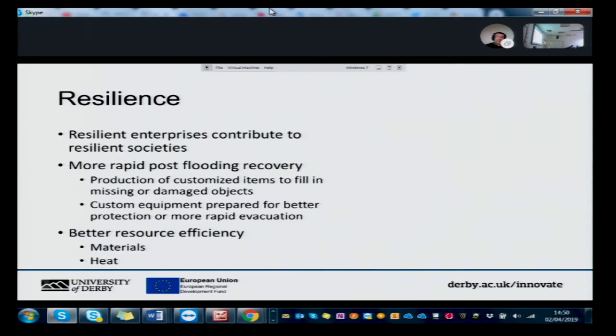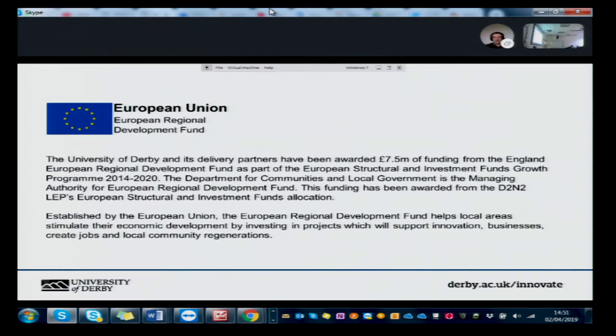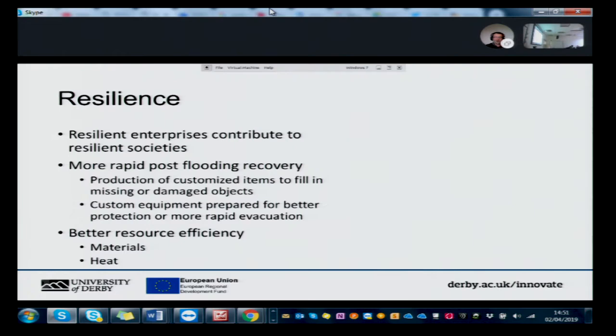More rapid post-flooding recovery. Obviously, we can produce customized items to fill in missing or damaged objects, like in the workshop. Something can be taken by the flood. Let's 3D print replacements. Let's 3D print custom equipment prepared for better protection or more rapid evacuation. Waterproof casings, floating casings, or handles. Instead of trying to pack everything one by one, we can bind things together in one handle and grab it together and move it in an easy way.